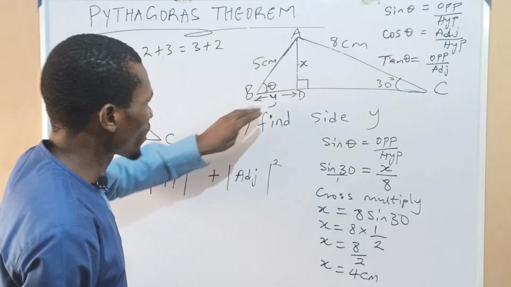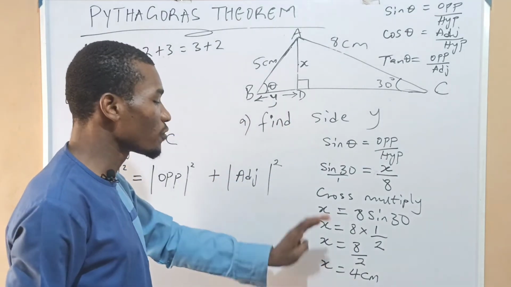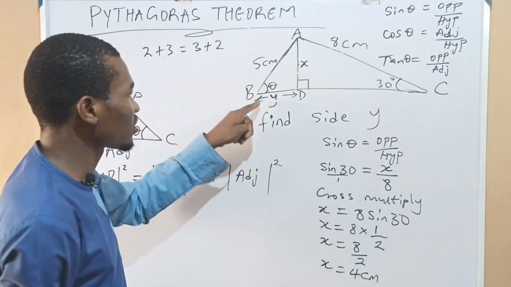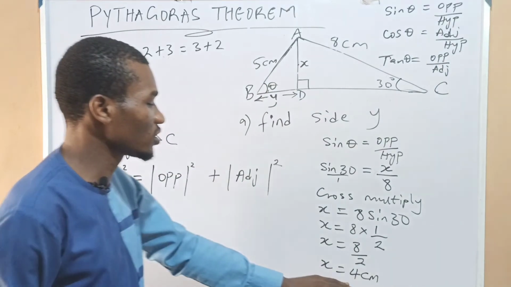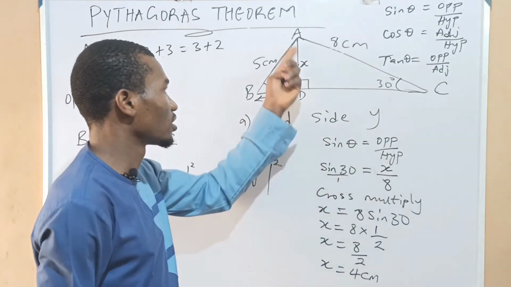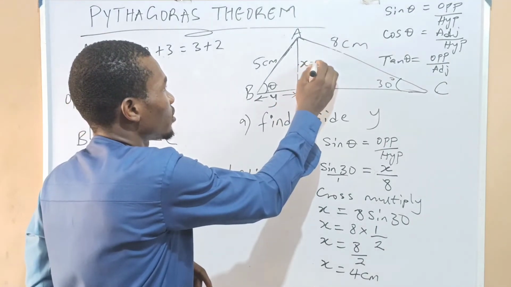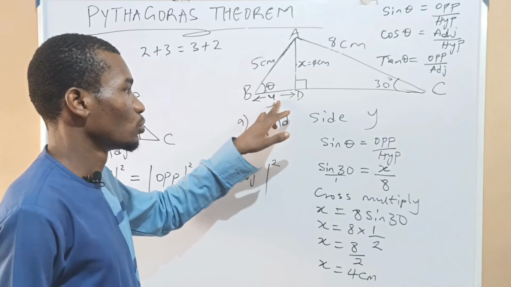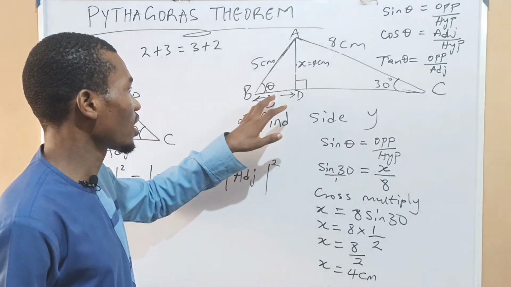But we are asked to find side y and not even side x. But the reason why we first of all find side x is because we cannot find side y without knowing side x. Hence, since we've succeeded in finding our side x, which is 4 centimeter, so our x now is 4 centimeter. Now we want to find the side y, which is the real side we were asked to find. So how do we find the side y?